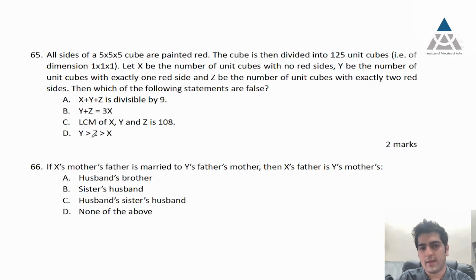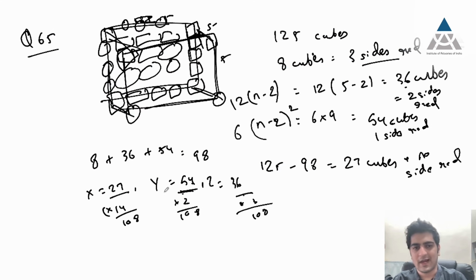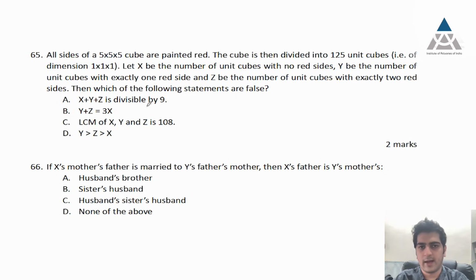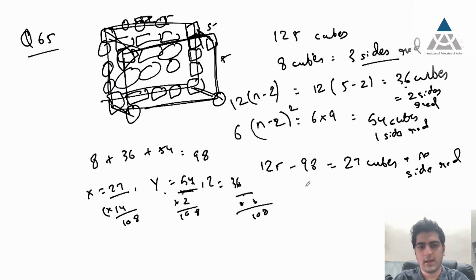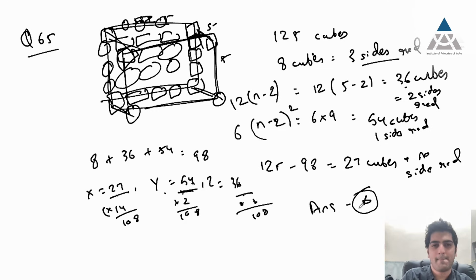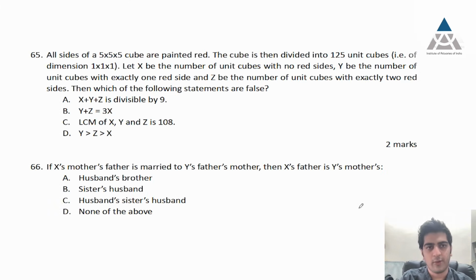And then lastly, y is greater than z, which is greater than x, and you can see that is the case because y is greater than z, which is greater than x. So A, C and D are true. Which of the following are false? So B is definitely the false, and therefore your answer is B. So I hope you guys understood this. This cube one is a repeated question, so just remember this logic of (n minus 2) square and all of this, and you should be good to go. Okay.